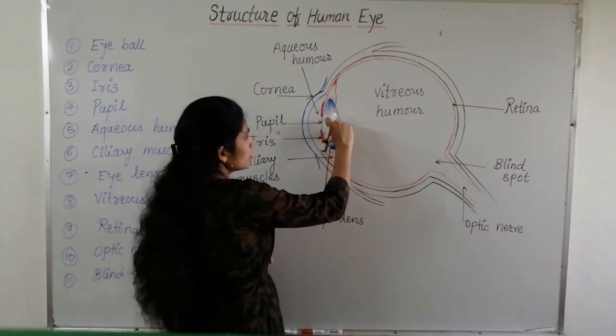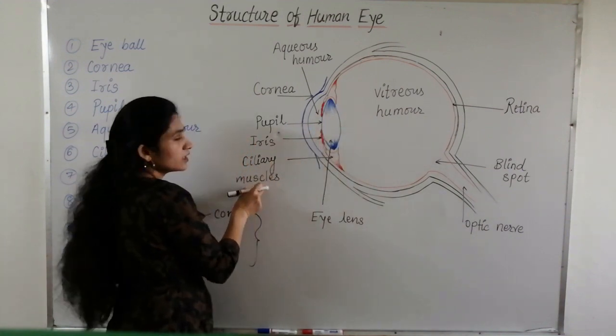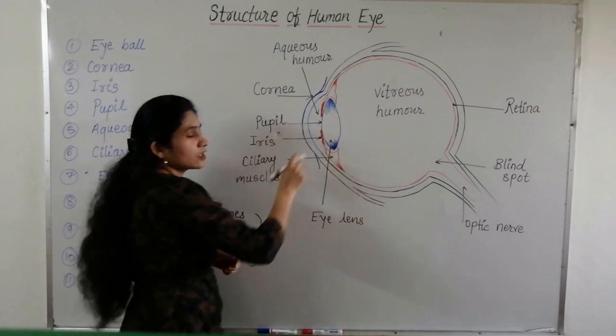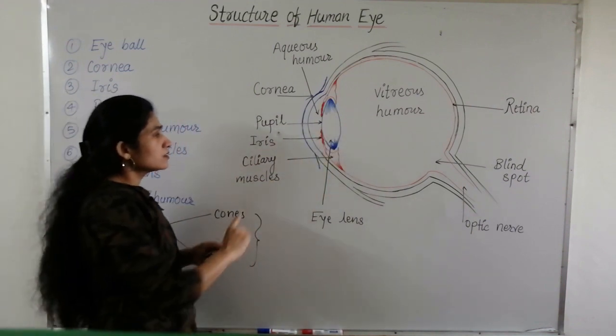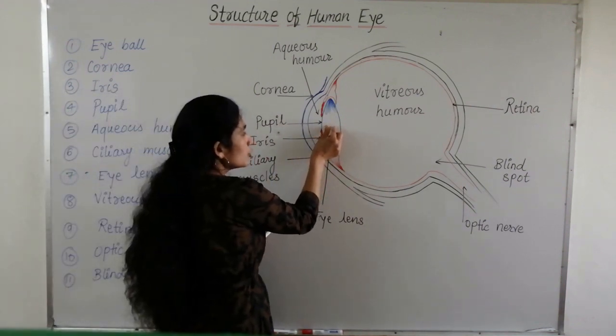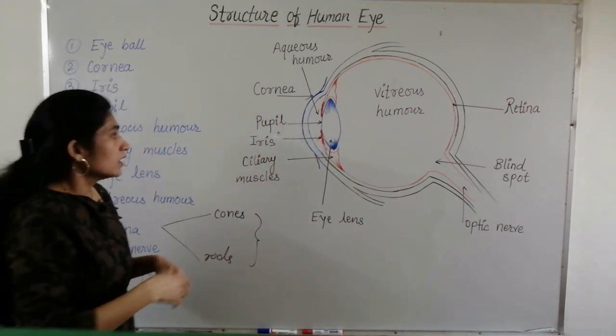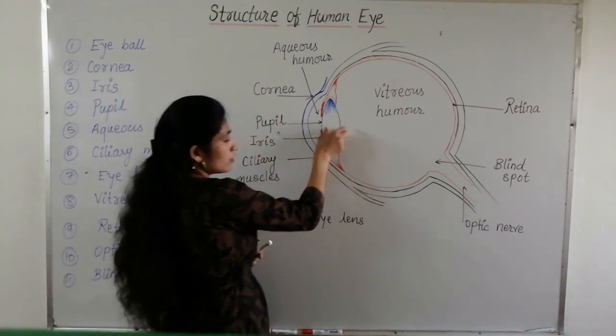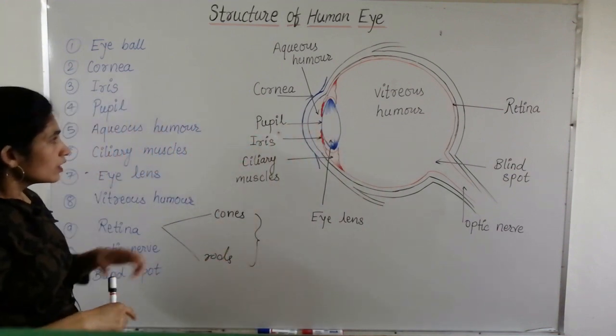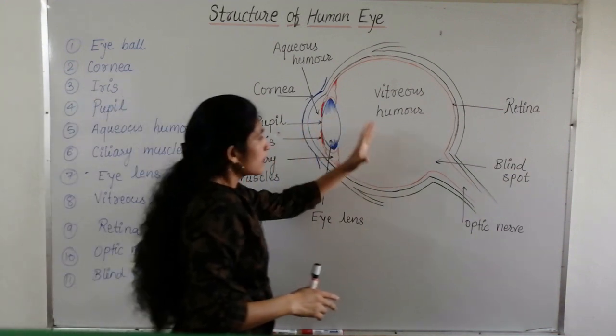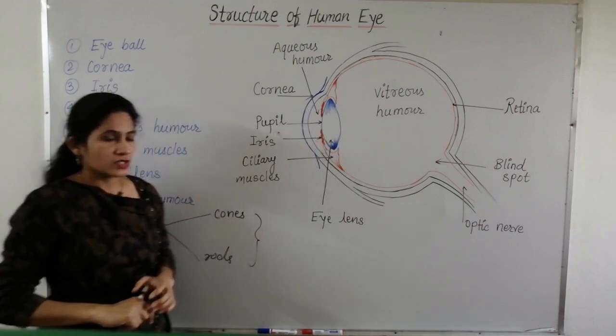The human eye can change the thickness of the eye lens with the ciliary muscles. This is called accommodation of the eye. It means we can change the thickness of the eye lens and therefore we can see distant objects as well as near objects. This property is known as accommodation of the eye. So this is how the different parts of the human eye function.